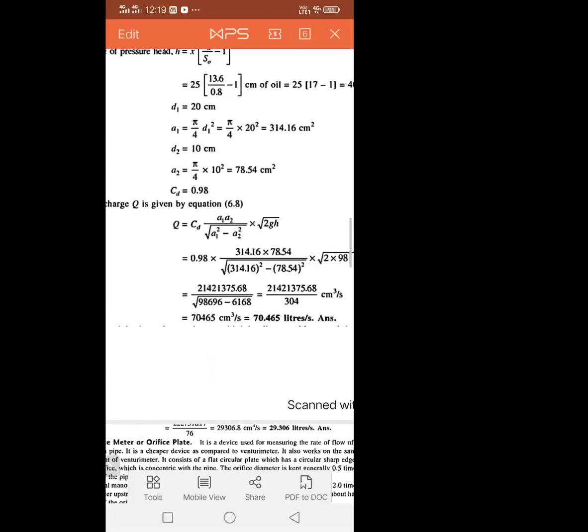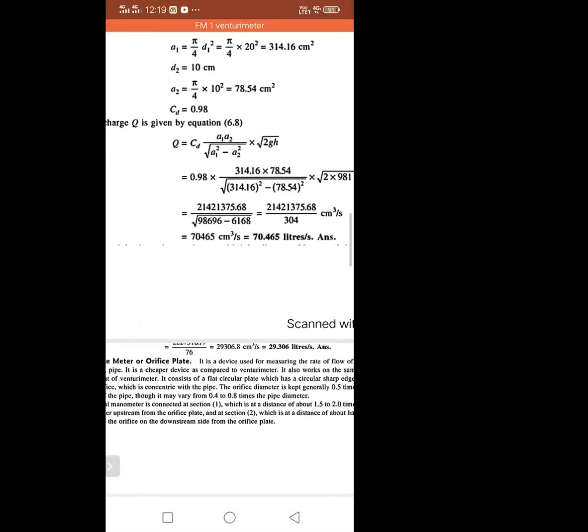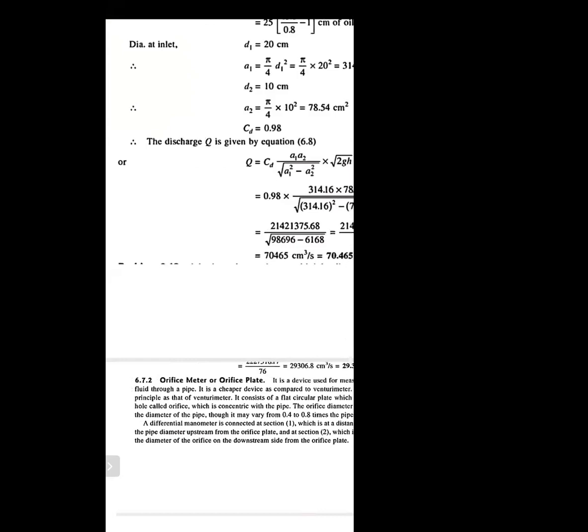By putting all values, you will get the value of discharge, which is 70465 centimeter cube per second, or equal to 70.465 liter per second. Which is the actual discharge passing through that Venturi meter. Such types of problems are asked in university.